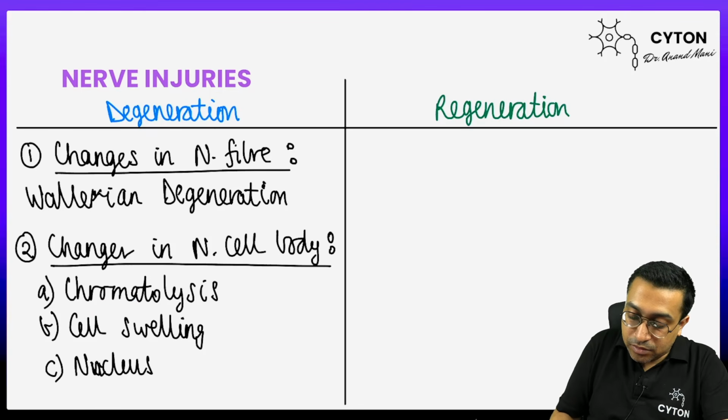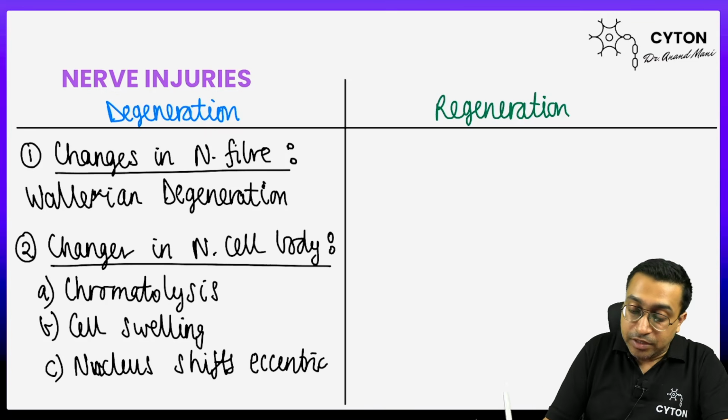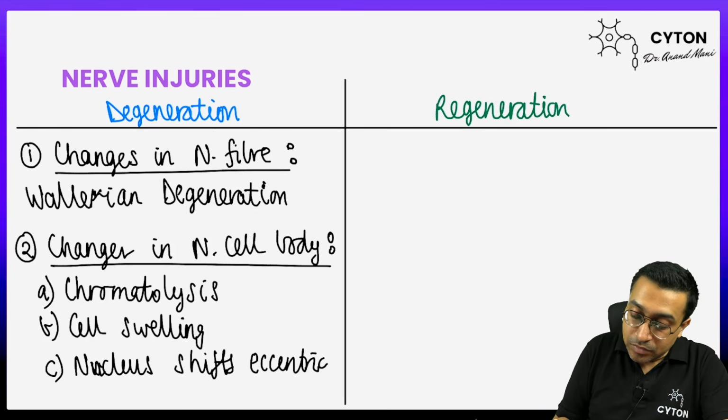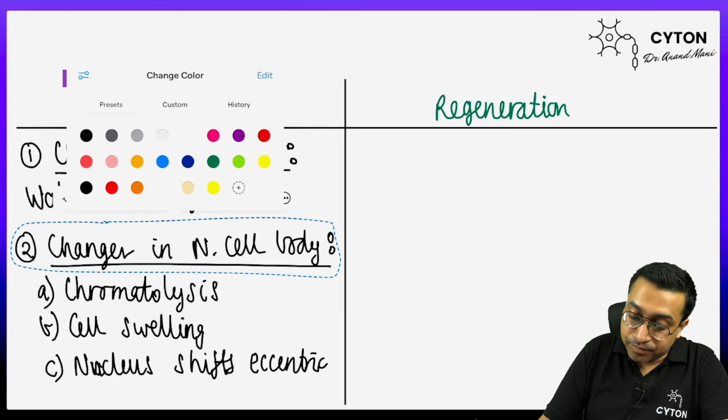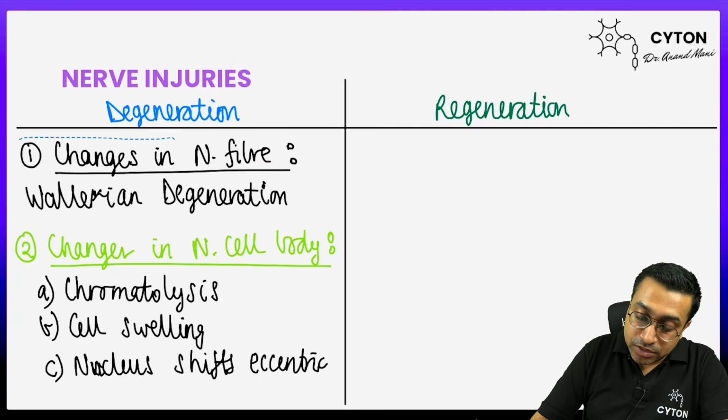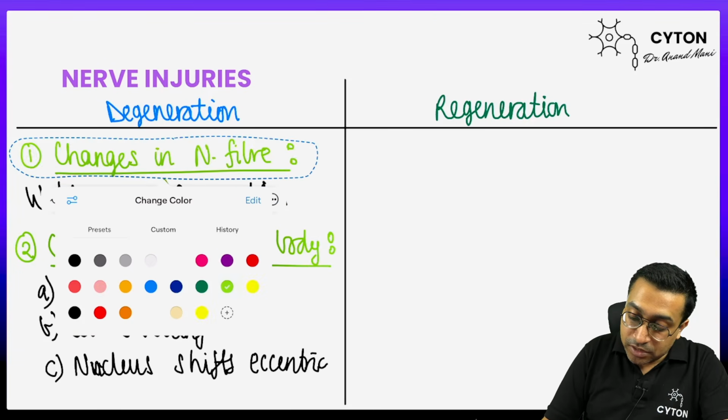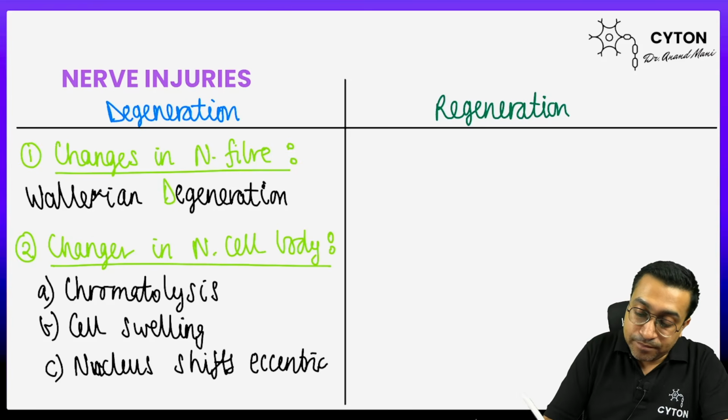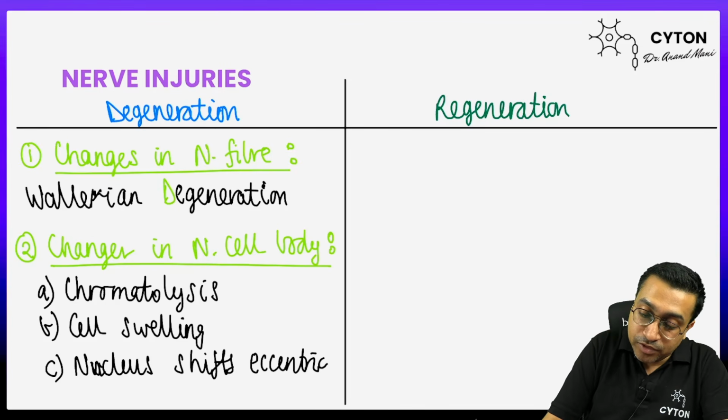Nucleus shifts eccentric. Okay, so these are the changes in the nerve cell body which you have to remember. Changes in the nerve fiber include primarily the Wallerian degeneration. Please remember this one, which is very important. Wallerian degeneration.